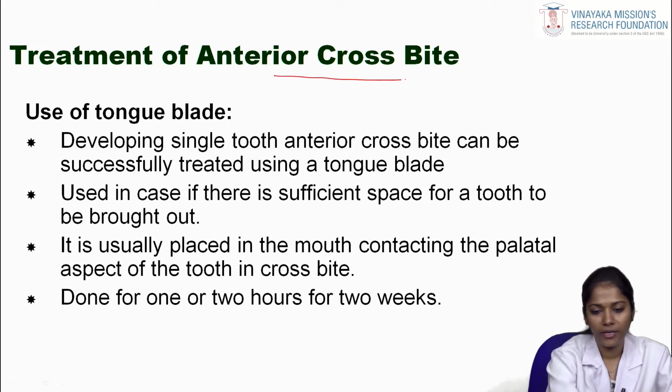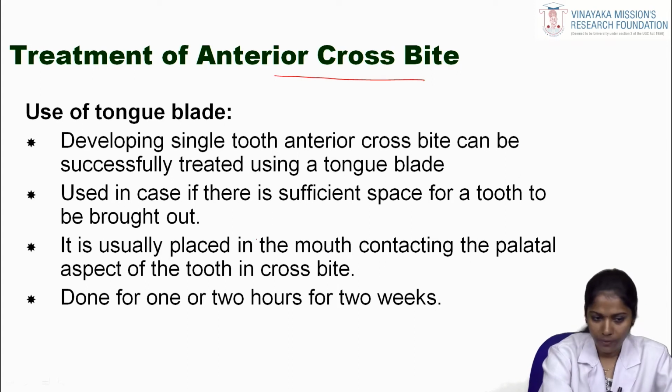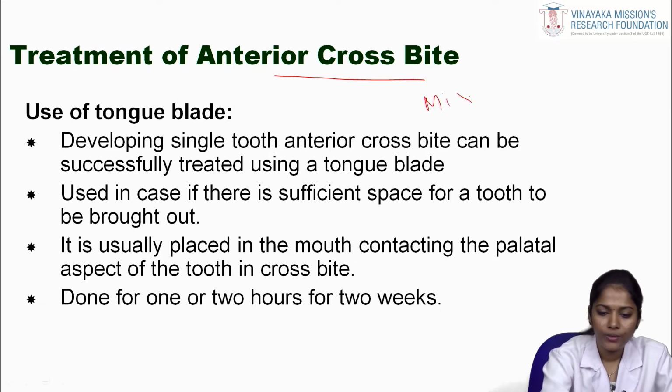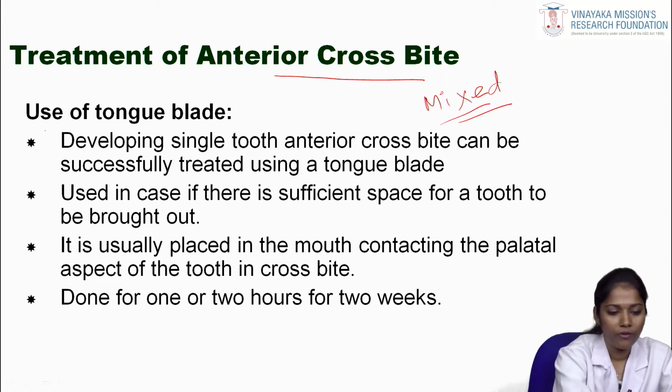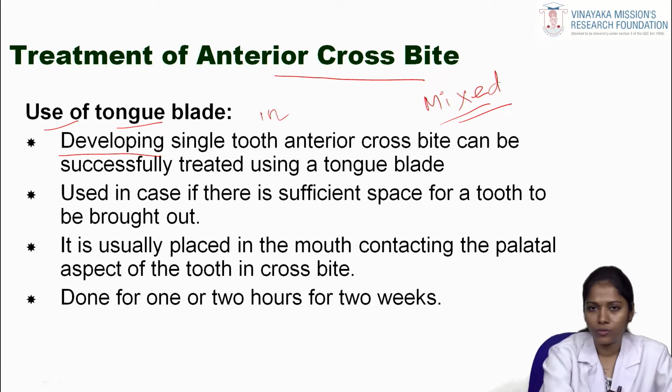If you see this anterior crossbite, before moving on to the treatment we can divide it as developing crossbite or developed crossbite. Developing crossbite happens in the mixed dentition period, that is, the tooth is still in the eruption state. When the tooth is still in the eruption state, during that time if you are going to treat, then that is the use of the tongue blade in case of developing crossbite.